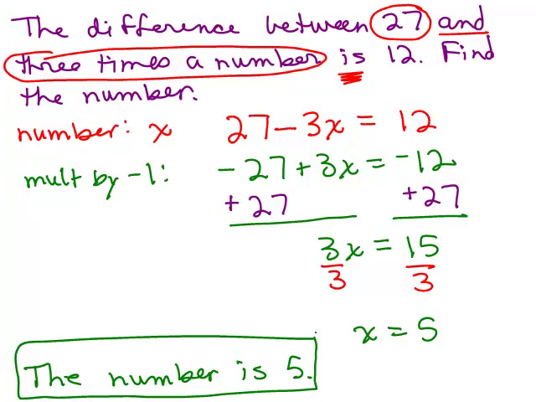All right, so we go back up to the words to check it. So here's my check. It says the difference between 27 and 3 times the number. So I know I'm subtracting something: 27 minus whatever 3 times the number is. Well, the number I came up with was 5, so 3 times the number is going to be 15. And what is 27 minus 15? Let's see, it's 12. What does the problem say it should be? It says it should be 12. So yes, it checks out, so the number is 5.